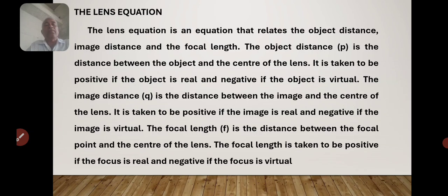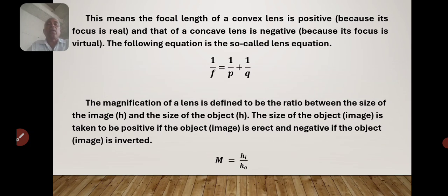The focal length F is the distance between the focal point and the center of the lens. The focal length is taken to be positive if the focus is real, and negative if the focus is virtual. This means the focal length of the convex lens is positive because its focus is real, and that of the concave lens is negative because its focus is virtual.